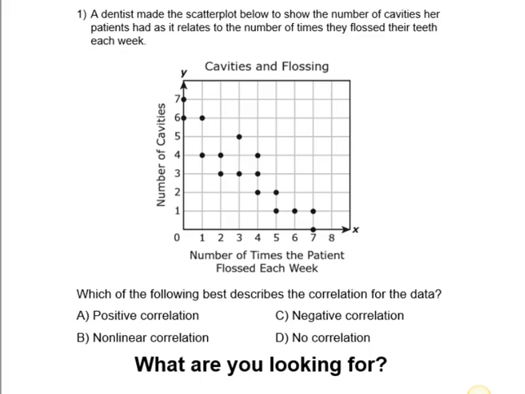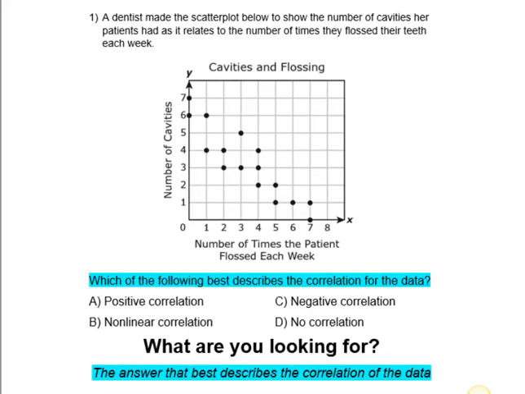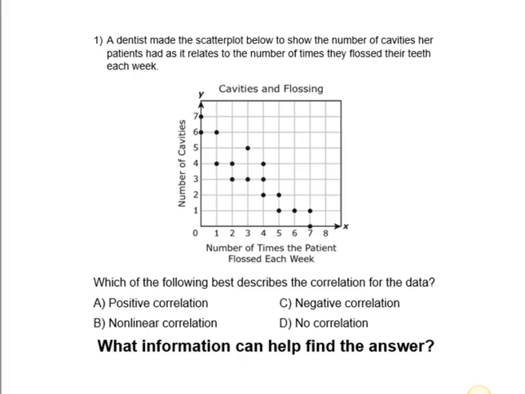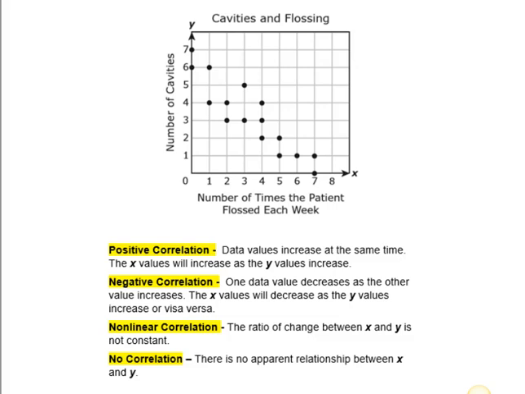What are we looking for? We are looking for the answer that best describes the correlation of the data. Basically, looking at our scatter plot, does A, B, C, or D describe the correlation of the data? Well, what information do we need to find the answer? To find the answer, we must first understand what all of the answer choices mean.